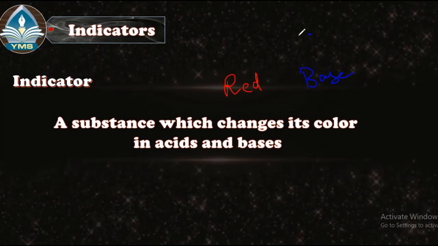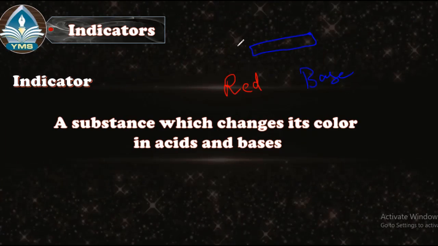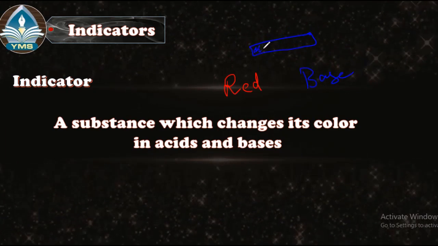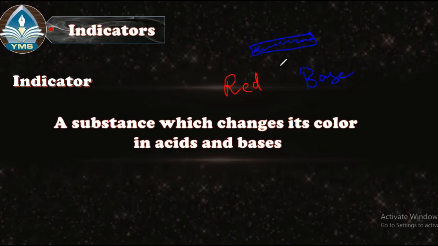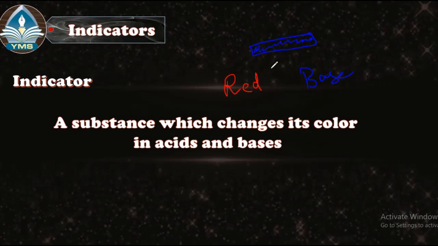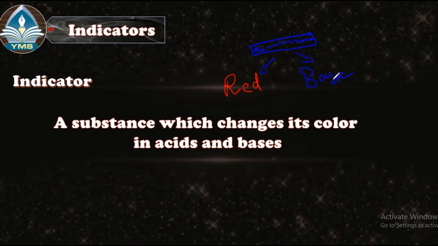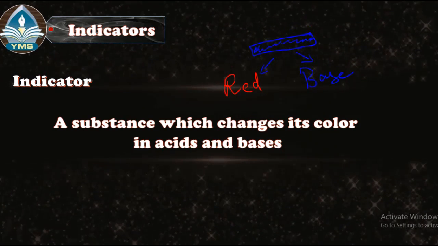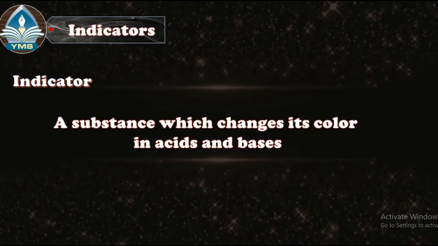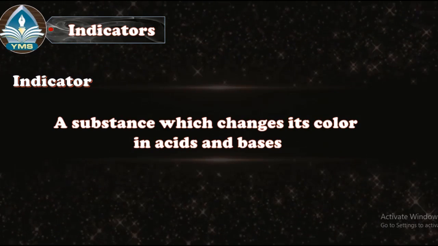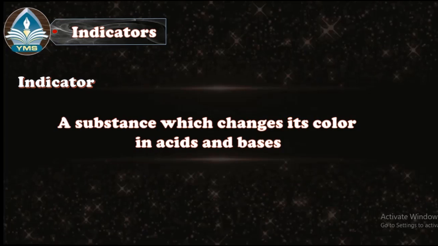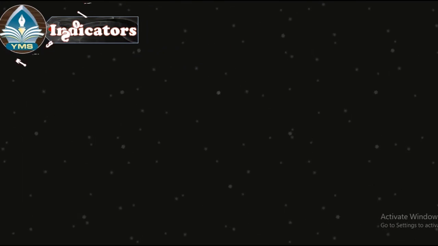So you have a substance, for example, this substance has some chemical in it. Then you dip it in acid, it is going to be red. You put it in base, then it's going to be blue. So an indicator changes its color according to the acidity and basicity of the medium in which it is placed. Here we're going to look at some indicators.